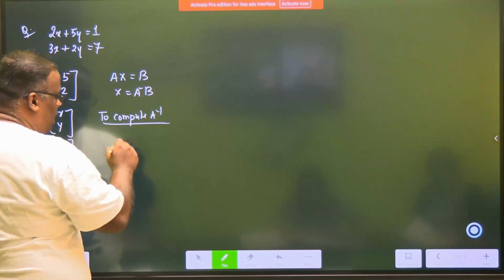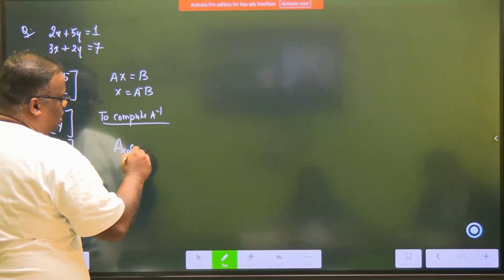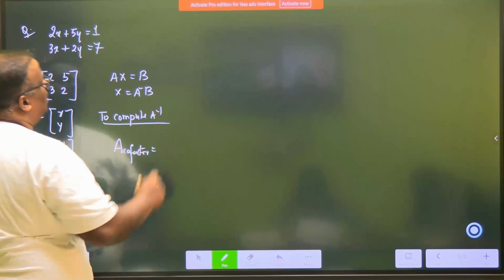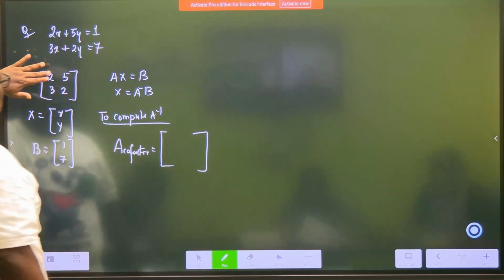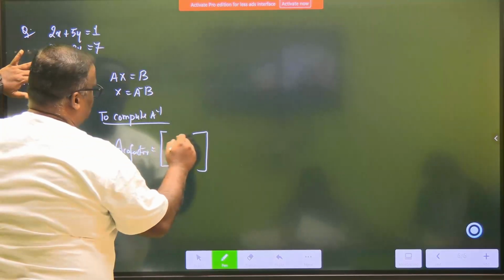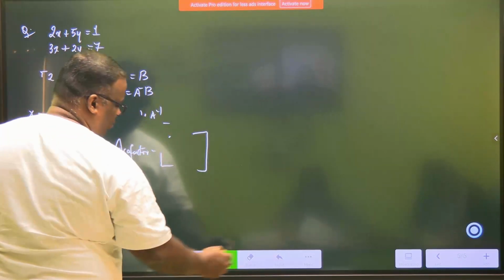Very good. So how to compute A inverse? Let's find out A cofactor matrix. Here the cofactor matrix will be very easy. Because cross 2, you have 2. Cross 2. Oh, 4.